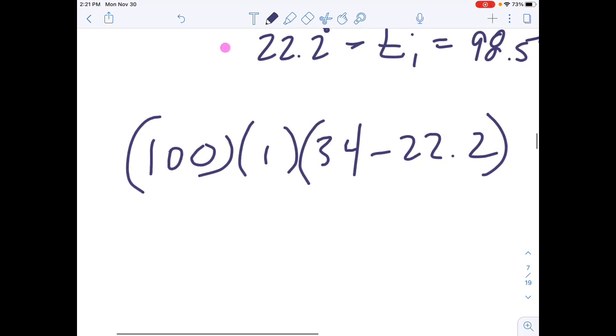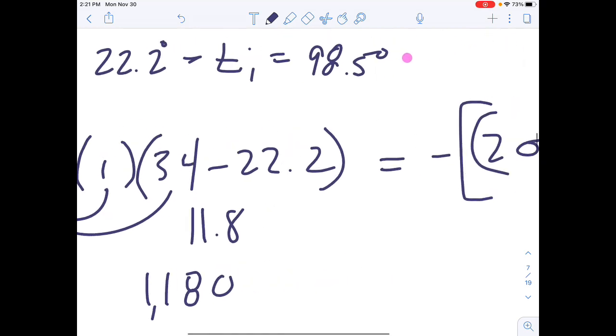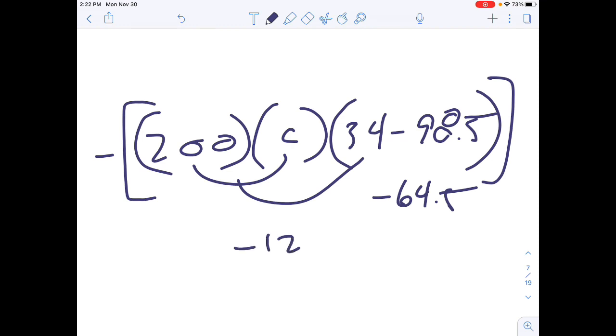Now I can do some math. So let's start by focusing on one side of the equation at a time. 34 minus 22.2 is 11.8. And then 100 times that times 11.8 is going to give me 1,180. And that's all that I can do with that side of the equation. I flip over to this side of the equation. 34, do what's in the parentheses first. It's going to give me negative 64.5. Multiply that by, so I'm going to do 200 times C times what's in the parentheses. So this will give me negative 12,900. And then I can distribute that negative, which makes it a positive 12,900.